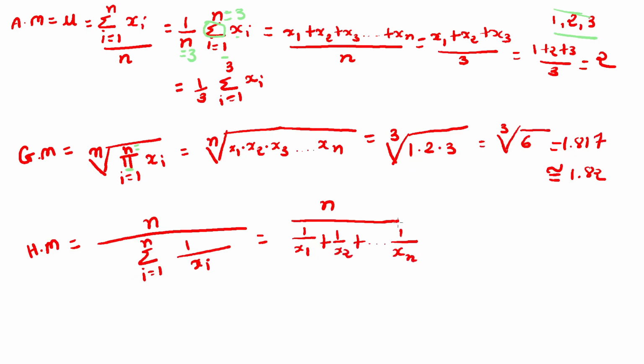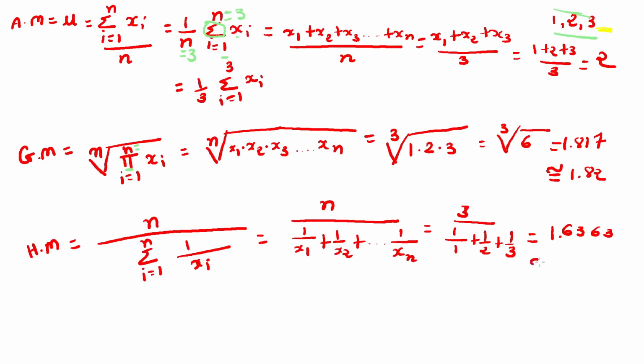And for the case of these three numbers, it will be like 3 divided by 1 divided by 1 plus 1 divided by 2 plus 1 divided by 3. Okay, and if we solve this formula, the value will become 1.6363.